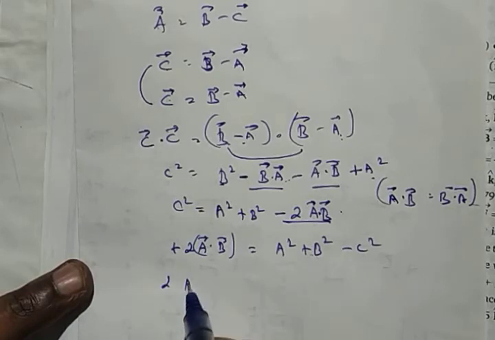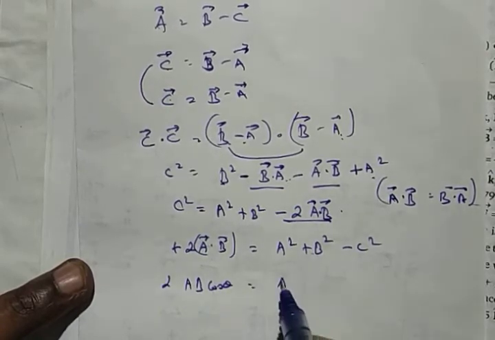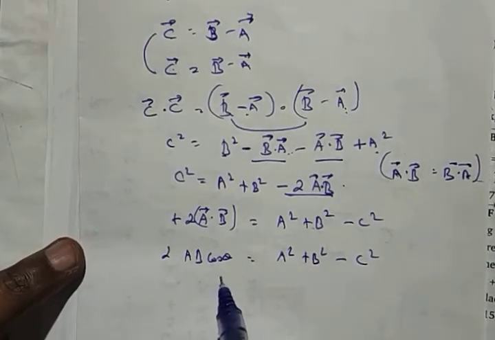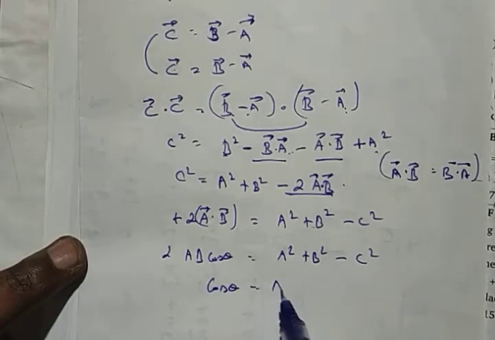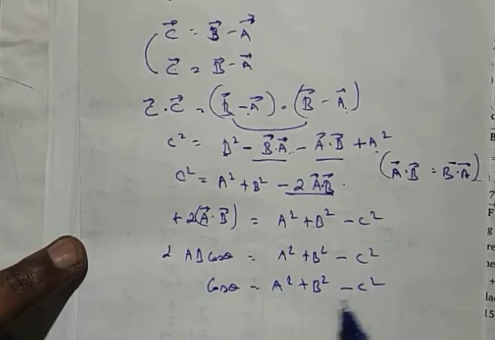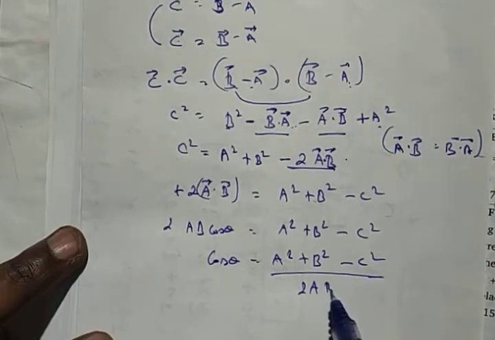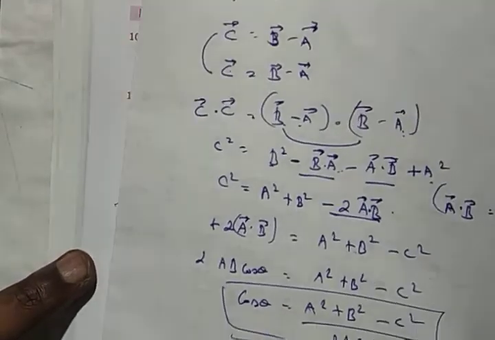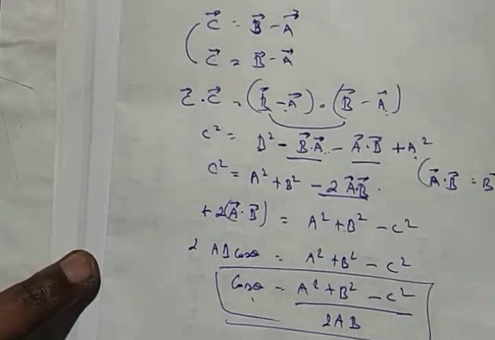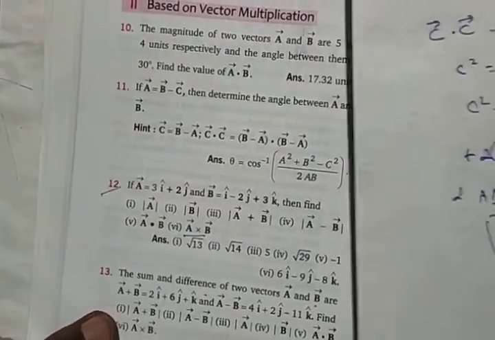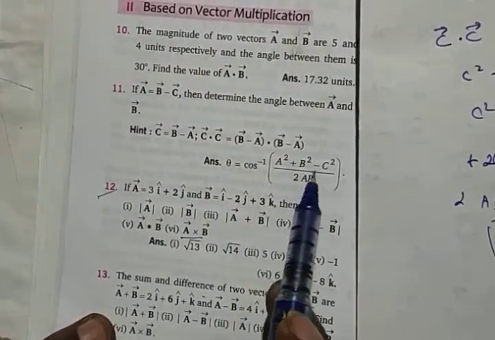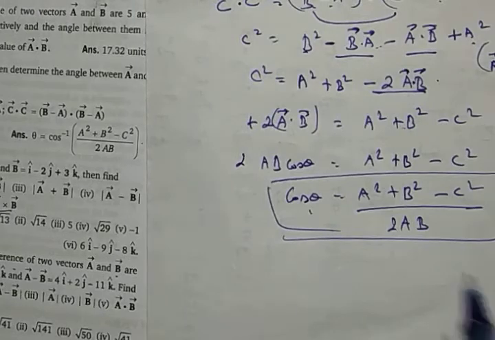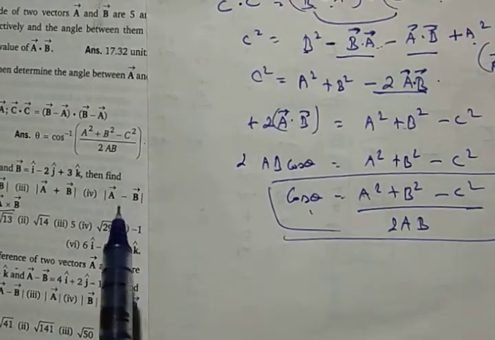This is going to be equal to 2AB cos theta is equal to A square plus B square minus C square. What is then finally cos theta? Cos theta is equal to A square plus B square minus C square upon 2AB. This is the answer here. So you will get this as the angle. So go ahead and see this question also. The answer is going to be equal to A square plus B square minus C square upon 2AB. That's what we have already got, the same answer here.